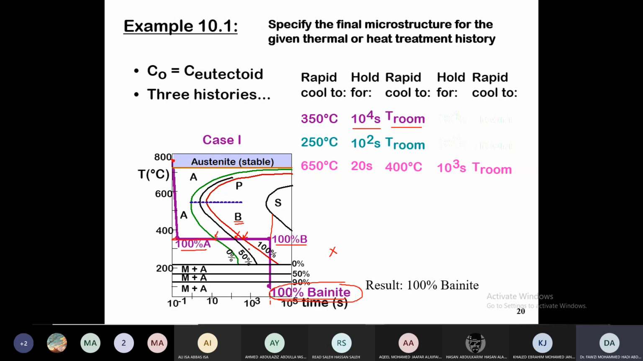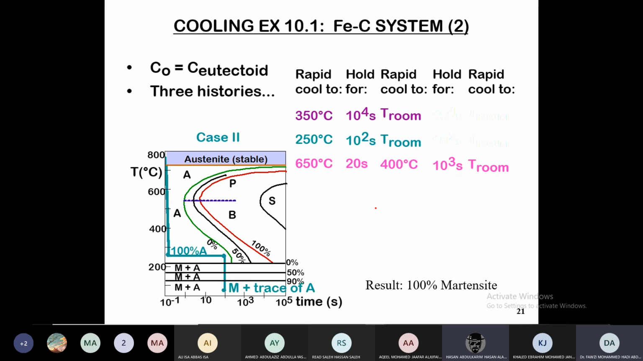Even if you leave it, not quench it, if you leave it to cool slowly, it also develops the same thing. Hopefully now it is becoming clear, the use of the TTT diagram. Let's go to the next one, to the next example.